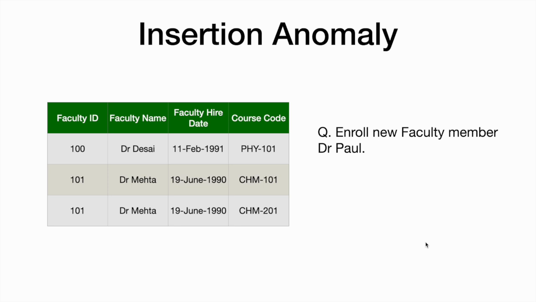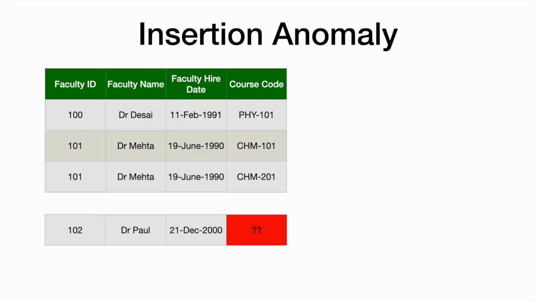Now, say the question is to enroll a new faculty member, Dr. Paul. So you want to insert his information. He has just joined, and now you want to fill in this information. Say you create a new faculty ID for him, 102, you have his name, Dr. Paul, and then you insert his hire date, say 21st December 2000. But he's not yet assigned any course. Say he has just joined and has not yet picked up any course that he is going to teach. In that case, what would be under course code? You could always enter null, but you get the idea, right?